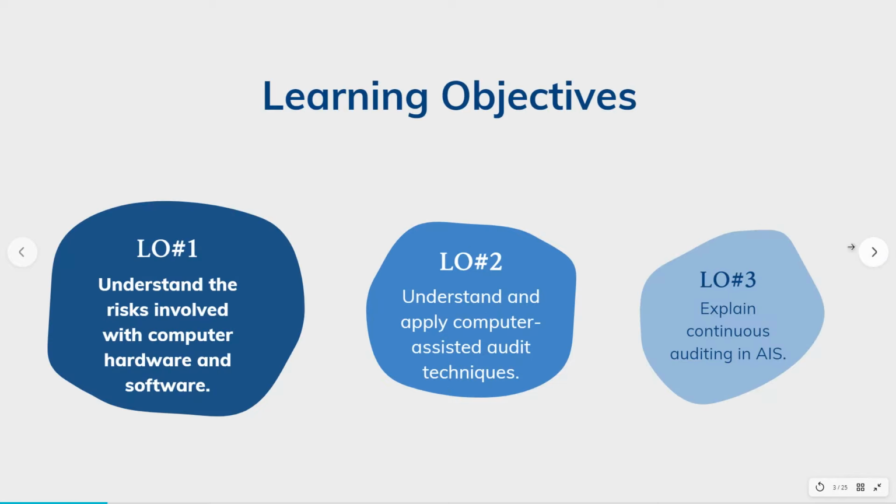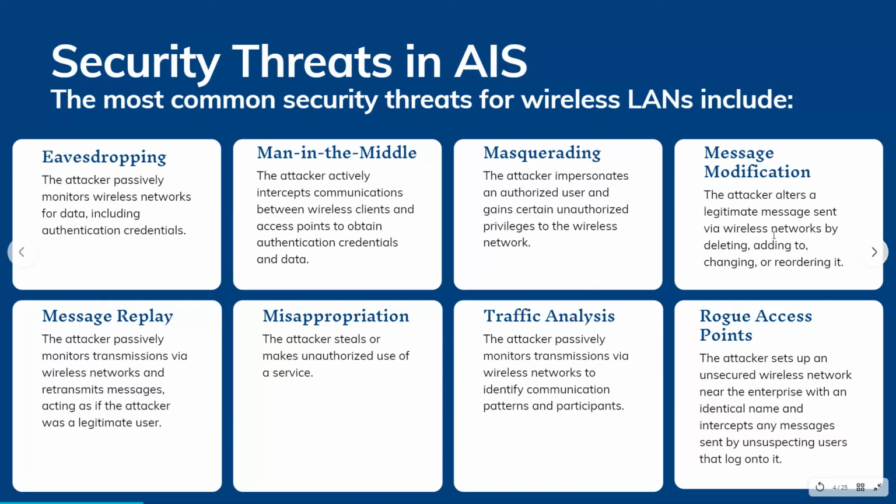Let's move forward. Today, we're going to first take a look at what risks are involved with computer hardware and software. Specifically, we're going to focus on risks that are associated with Wi-Fi networks and other types of networks. There are different security threats in accounting information systems, and most of them originate from our ability to operate on the internet, online. If you think about our Wi-Fi infrastructure or our internet infrastructure, it is simply a big highway of information, and that highway is open to everybody to see.